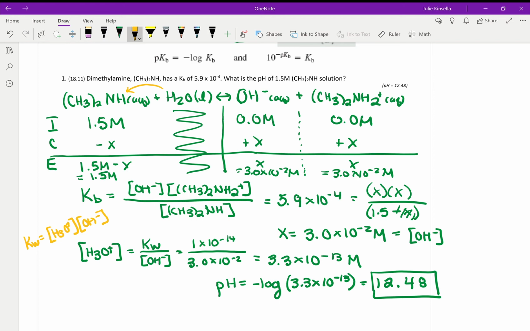One other thing is, because I did make the simplification there, if you do the change in X divided by 1.5, I get about 2%, which is less than the 5%. So that checks off too. So I just want to make sure I go back to that and show that to you. So again, very similar, just have to be careful with the reaction, careful with finding X, understanding that's your concentration of hydroxide, and then correctly solving for hydronium and thus the pH.